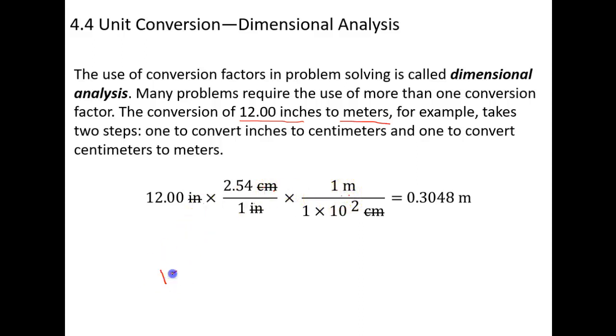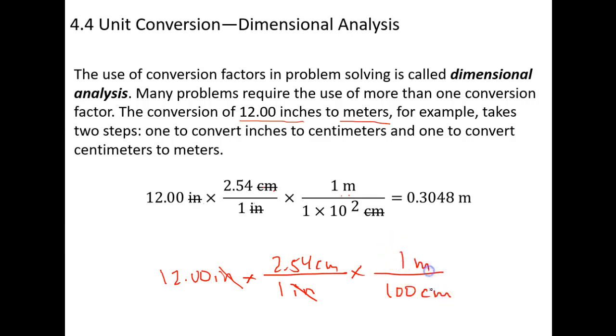So 12 inches, okay, to get to a centimeter, I know 1 inch is equal to 2.54 centimeters. Inches cancel, and I'm left with centimeters. But now I need to get to a meter. Well, I know there are 100 centimeters in 1 meter, because a centimeter is smaller than a meter, so I need 100 of them to get to it. So that cancels each other out, and it gives you 0.3048.